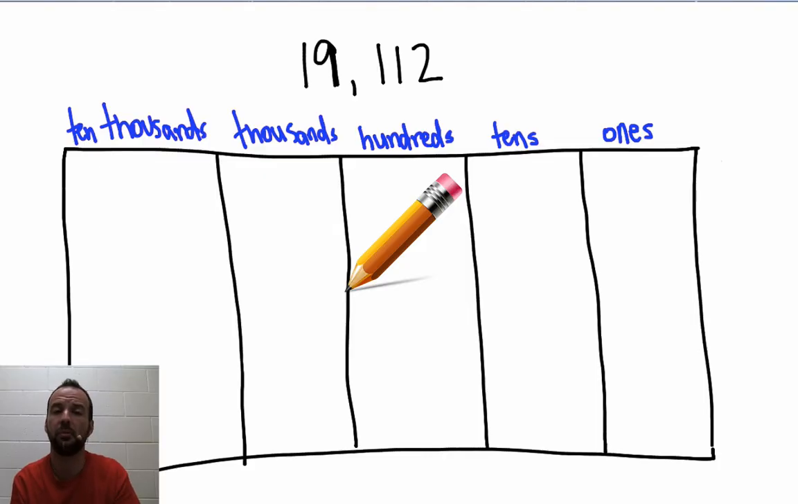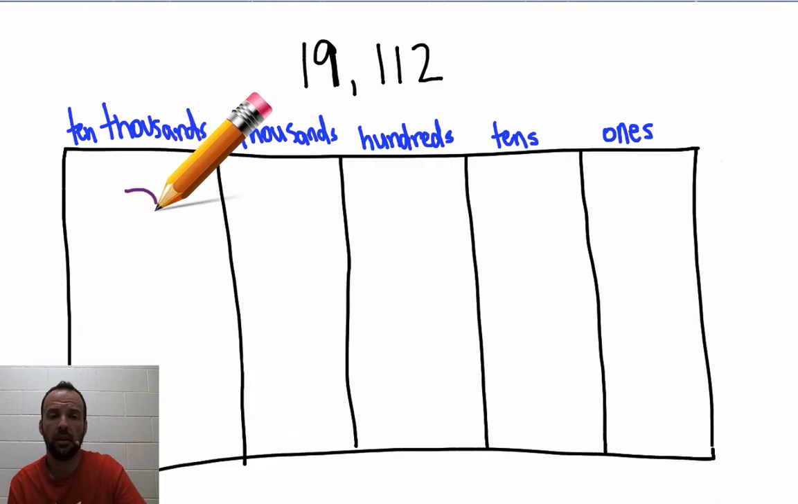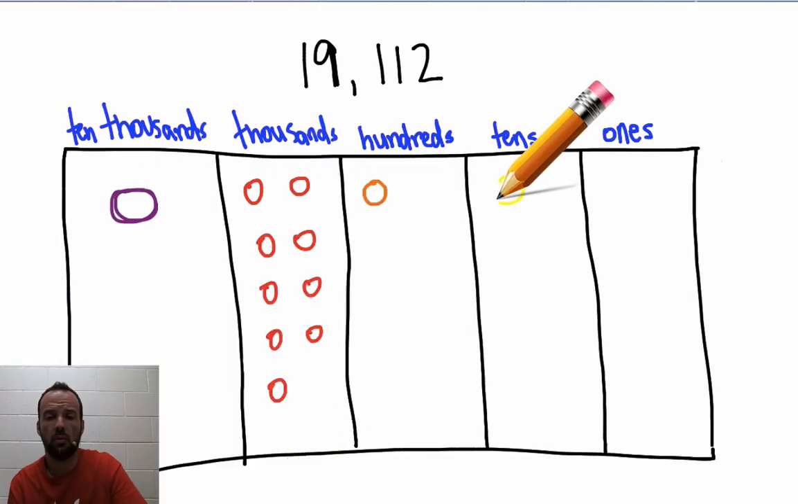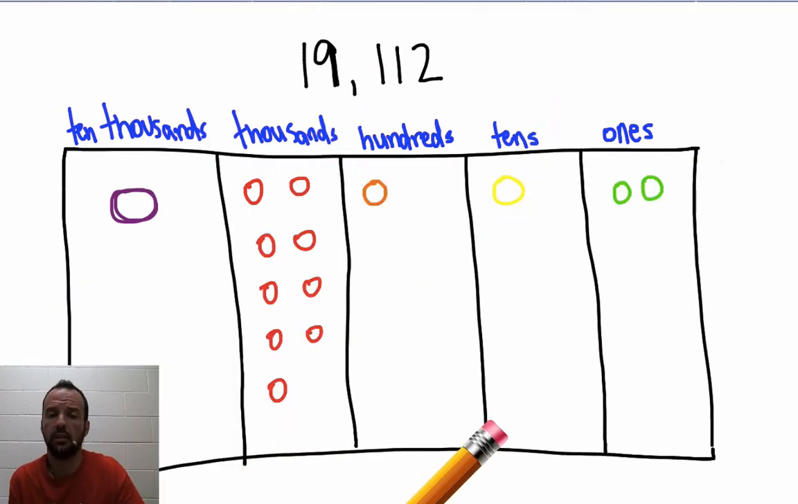All right, awesome. So this number is 19,112, right? It starts in the thousands period, and I have 19,112. So I'm going to go ahead and draw mine in real quick. I'm going to have 110,000, right? 110,000. I'm going to have 9 thousands. Perfect. I'm going to have 100, 110, and 2 ones. Okay, so this is how I would represent the number visually on my place value chart.